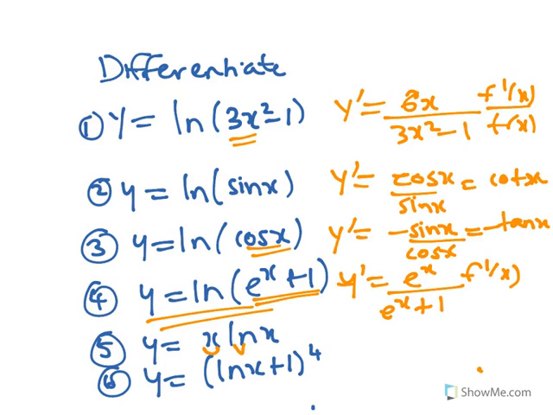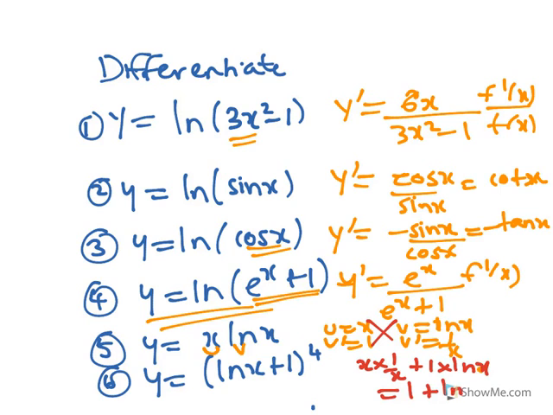This one here is a uv, so u is x, u dash is 1, v is ln x, v dash is 1 on x. So when you multiply them, you get x times 1 on x plus 1 times ln x, which gives you 1 plus ln x. This one here, y dash equals 4 ln x plus 1 to the 3 times the derivative of ln x plus 1, which is 1 on x. Okay, so that's differentiating a log.